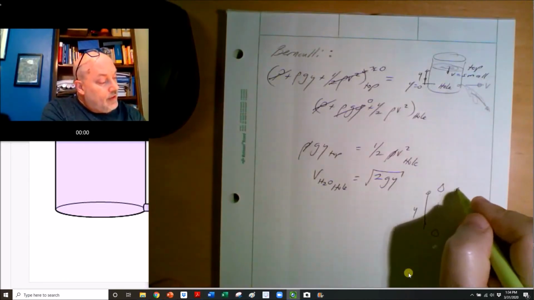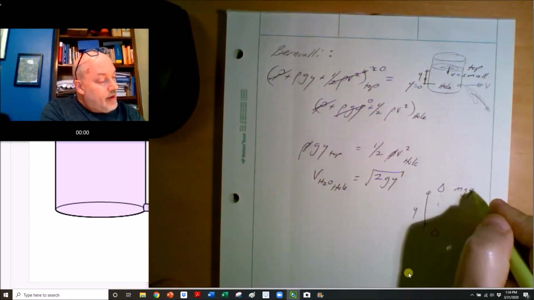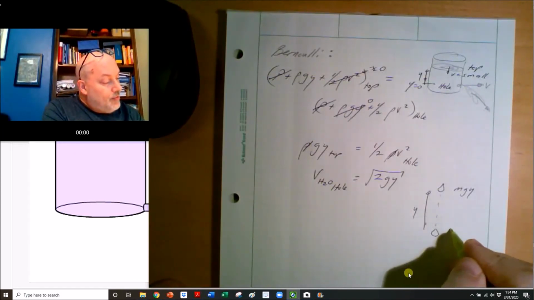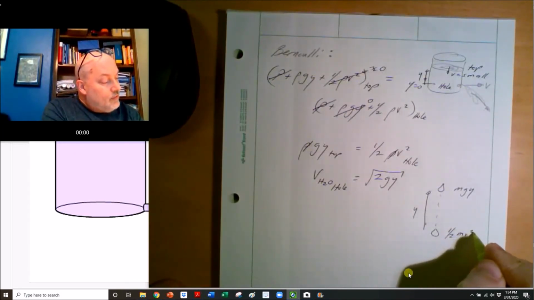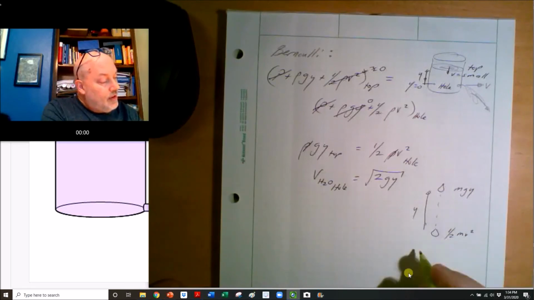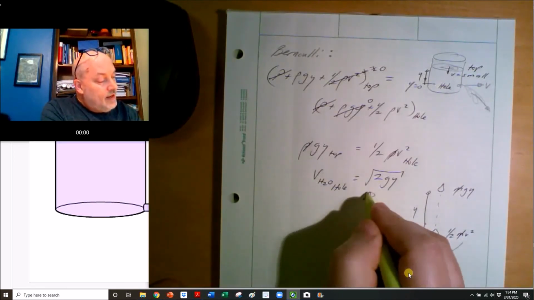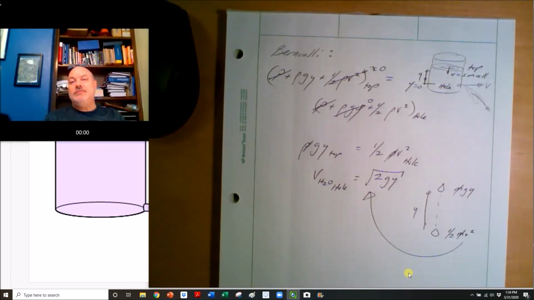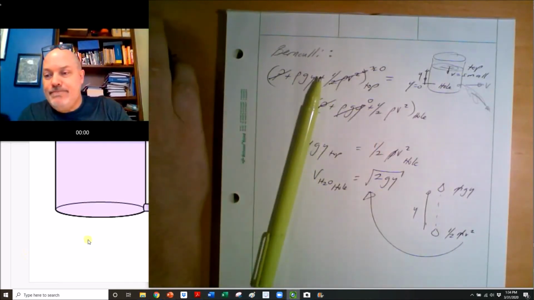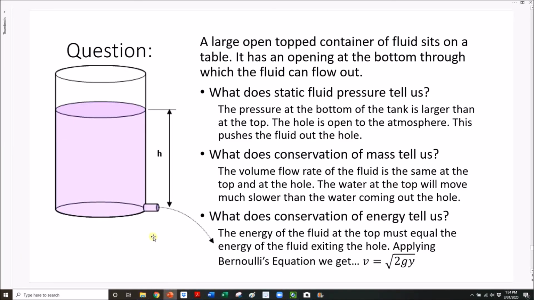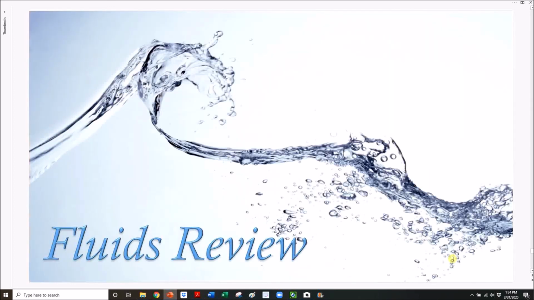Well, it has mgy potential energy at the top. It has 1/2 mv squared kinetic energy at the bottom. The mass of the drop is the same. And hey, look at that. It's the exact same velocity. Amazing. And so there's our equation. By the way, that's called Torricelli's equation, if you're curious.